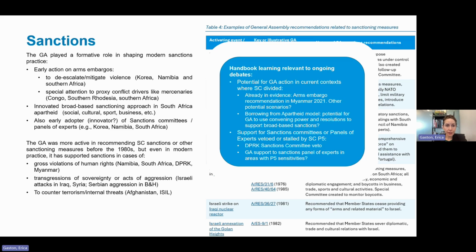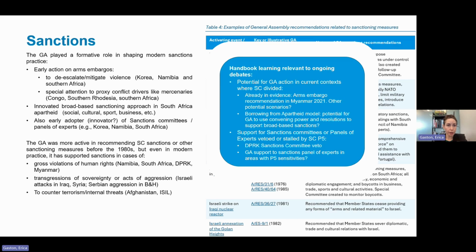Another interesting early practice, and I come back to this for my last point on things to think about for current practice, the GA was also an early adopter or maybe even an innovator of the current practice of having sanctions committees and panels of experts. So the idea that you need somebody to monitor and follow up on them for these sanctions practices to be effective. The GA has been less active in recommending sanctions or sanctioning measures since the 1980s, but even in modern practice, we do see examples of this.